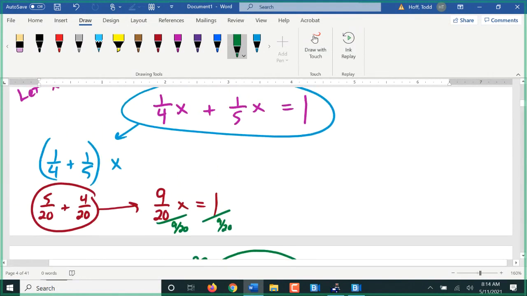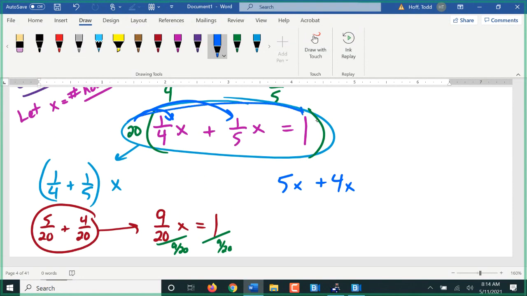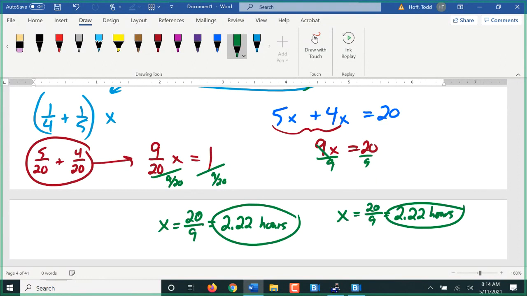Now, the other way we looked at solving this was using the least common denominator. For 4 and 5, that least common denominator would be 20. So we could multiply the whole equation by 20. Well, 20 times 1/4 x would be 5x. And 20 times 1/5 x would be 4x. 20 times 1 would be 20. And you can probably see the similarity developing. 4x and 5x make 9x equals 20, and we divide by 9. So again, x equals 20 over 9, or 2.222. So just another type of mixing problem that you can run into.